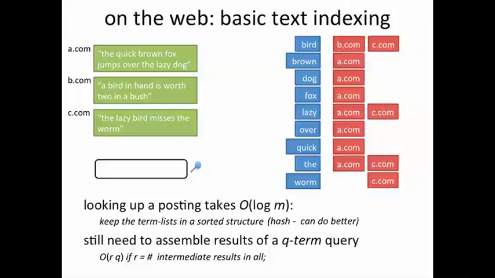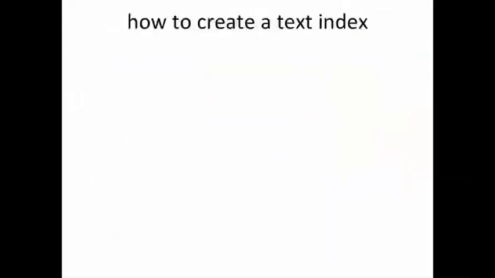The problem is, if r is huge, you really don't want to assemble the entire result set. And you want some other way of ordering the results of a query, apart from just which query matches best. And that's the second major invention on the web, and we'll come to that shortly. But before we do this, we'll first look at how the text index is created in the first place. This is something search engines do all the time, continuously, and forms the heart of what's going on inside a large search engine like Google.